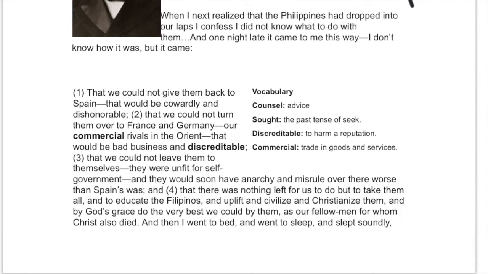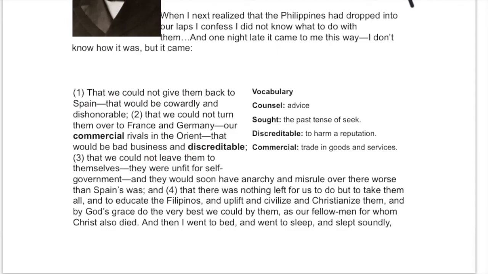When I next realized that the Philippines had dropped into our laps, I confess I did not know what to do with them. And one night, late, it came to me this way. I don't know how it was, but it came. One, that we should not give them back to Spain. That would be cowardly and dishonorable. Two, that we could not turn them over to France and Germany, our commercial rivals in the Orient. That would be bad business and discreditable.